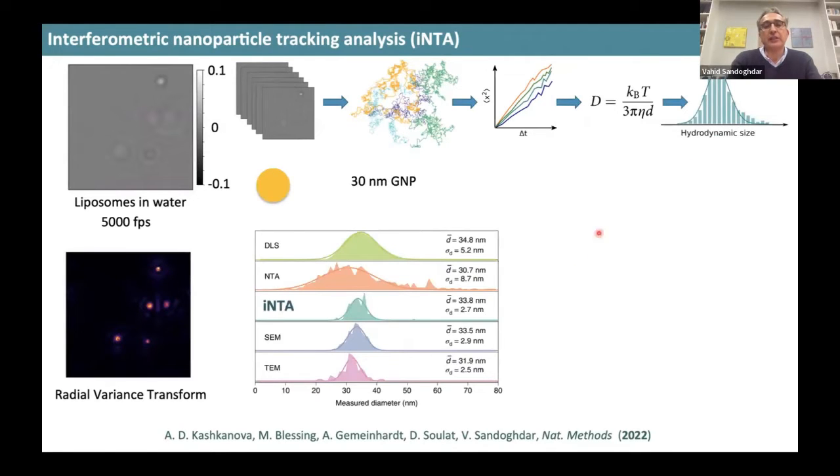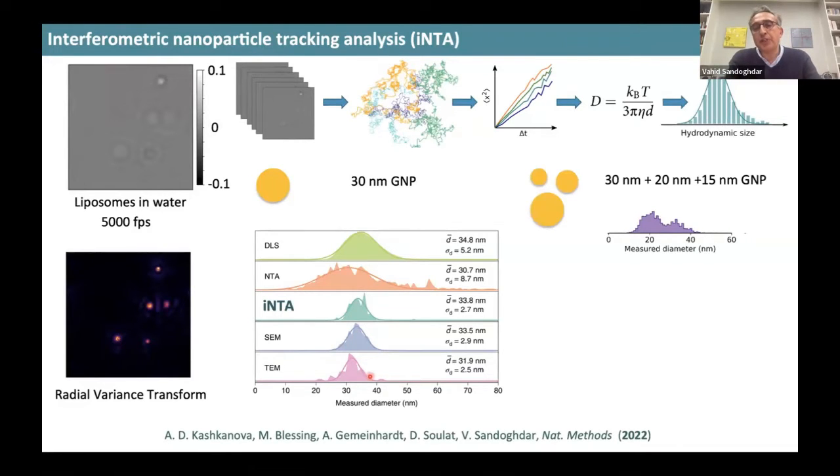And when you do that, then you see that for, for example, a model sample that has 30 nanometer gold particles, NTA would give you this broad distribution. INTA would give you a much sharper, tighter distribution, which is much more comparable to the results of electron microscopy, scanning electron microscopy, or transmission electron microscopy.